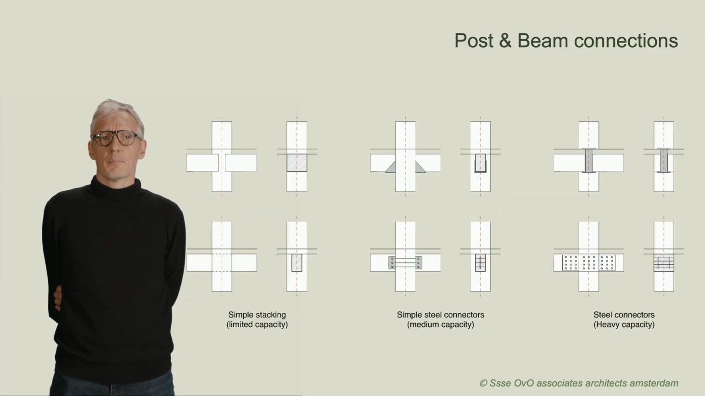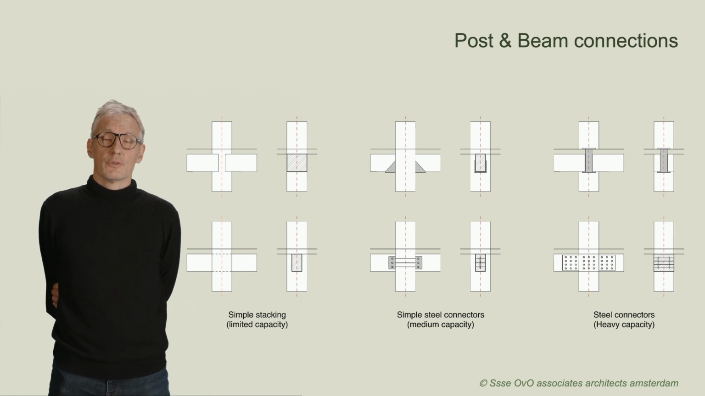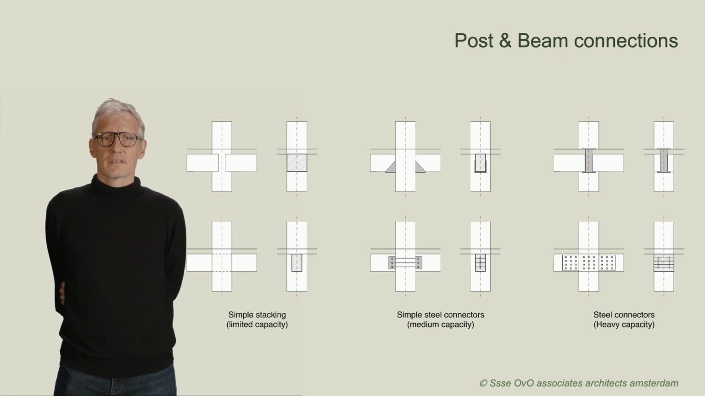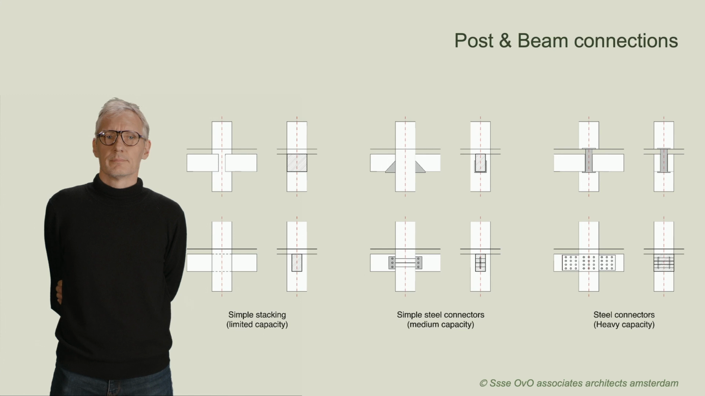Take a look at this diagram, which visually distinguishes between three types of joints. The first is simple stacking, which involves no steel elements and has a limited load-bearing capacity. It's the most basic, but sometimes that's all you need. The second is the simple steel connection. This utilizes basic steel fasteners, offering a medium range of load-bearing capacity. It's suitable for various applications, but not for heavy-duty structural needs.